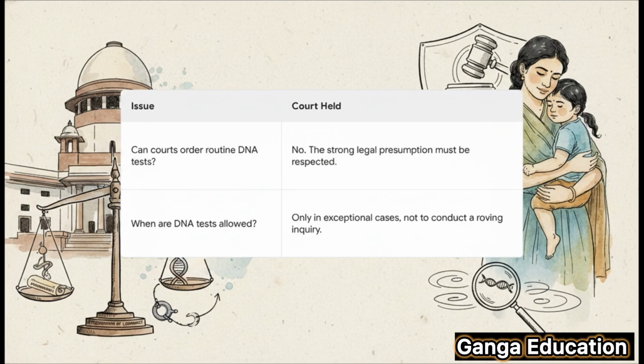It held that courts can't just order DNA tests casually in these matters. The law places the presumption of legitimacy above all else to protect the child from social stigma. A DNA test can only be ordered in very rare and exceptional circumstances, not just to satisfy someone's curiosity.